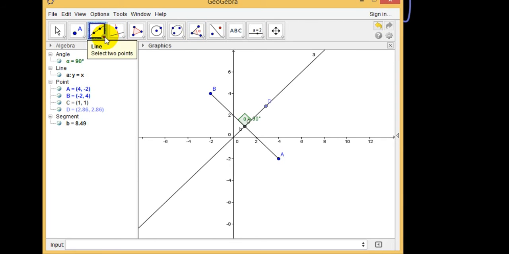And then if you draw another two lines, so let's say we draw from B to C, you can see the length of that line is 4.24. And then if you draw another line from A to C, the length of the line is exactly the same.